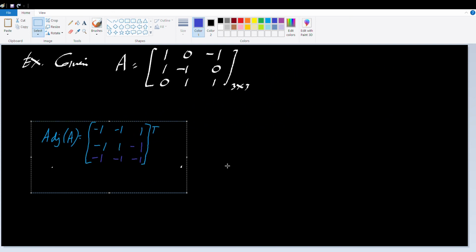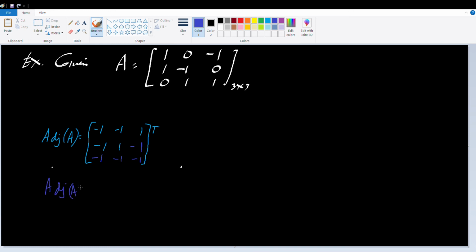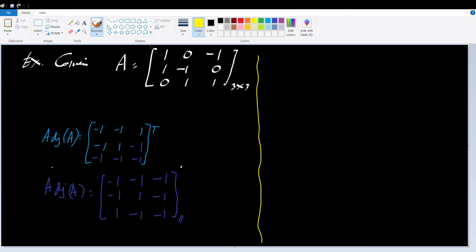Okay, so that is my adjunct of A, but I need to take its transpose. So the adjunct of A is equal to, the first row becomes the first column: negative 1, negative 1, 1, negative 1, 1, negative 1, negative 1, negative 1, and negative 1. Right? Okay, at this point, let us determine what will be the product of A and its adjunct.